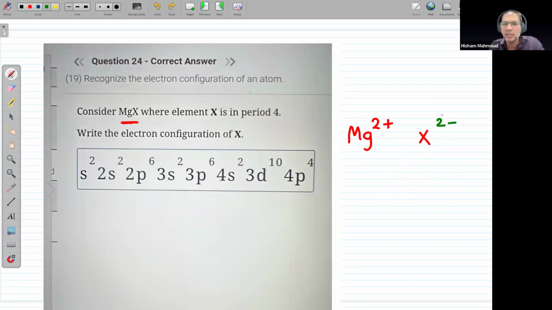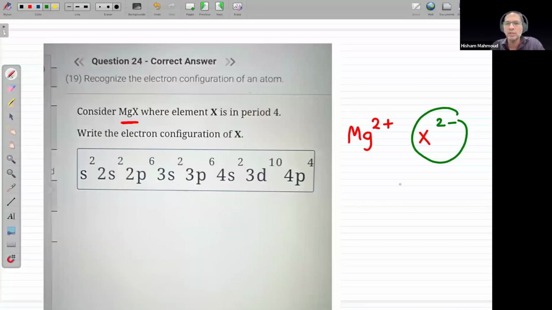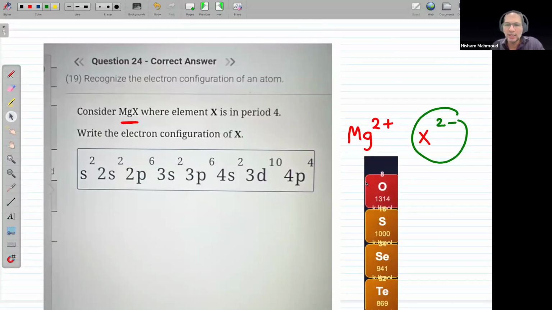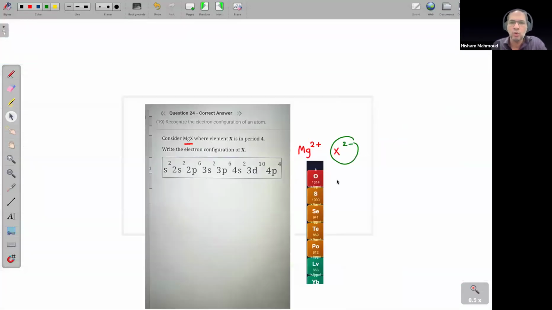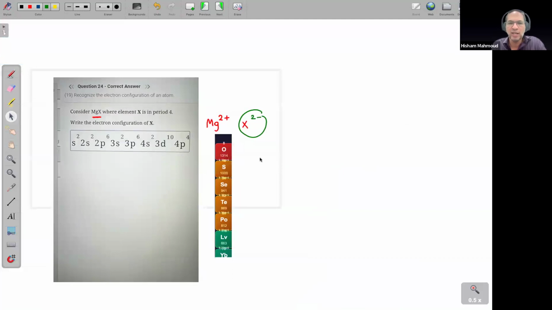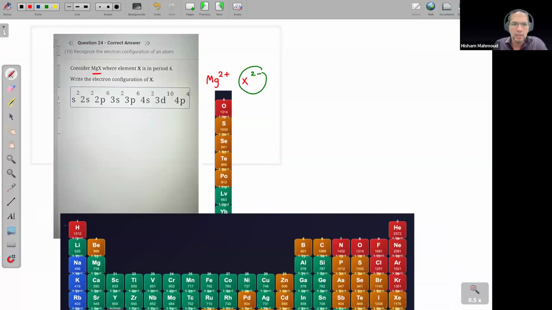What is the benefit of knowing that this is 2-? The only group that becomes 2- is group 6. We know that group 6 is the only group that's always 2-. So I know that it is in group 6 now. Very good information. If you know that it is in group 6 and period 4, it's very easy to locate the element. Yes, it is in period 4, and group 6. So this is selenium. What is the configuration of this guy?